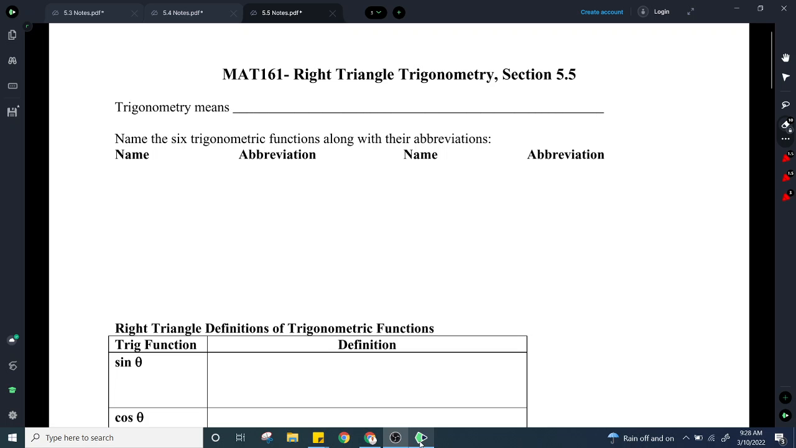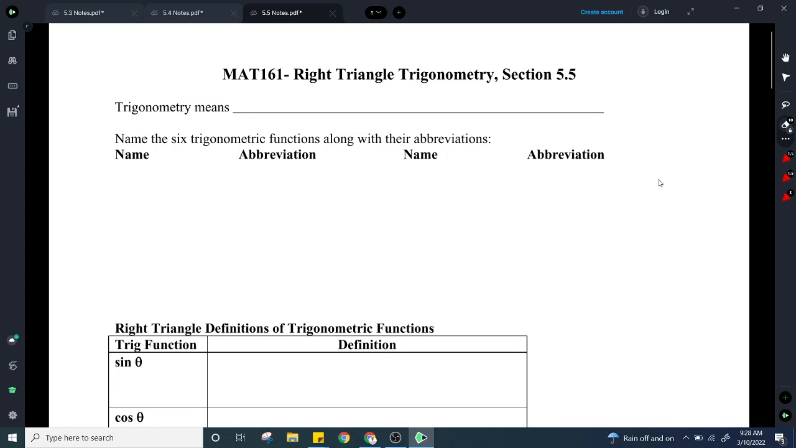Hello, pre-calc students. Let's take a look at section 5.5, which is our last section before spring break. This is a quick section, but I just want to get into a little bit of the right triangle trigonometry that we talked about yesterday in class, and remind you what all of these things mean and how they relate to what we've been doing.